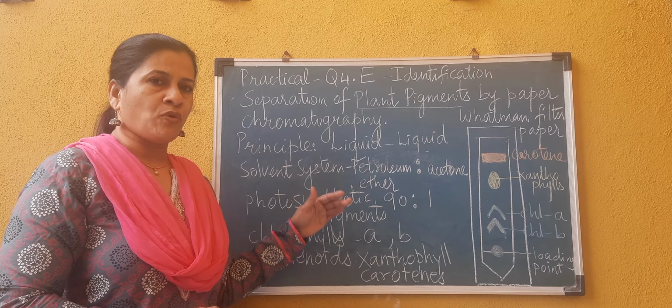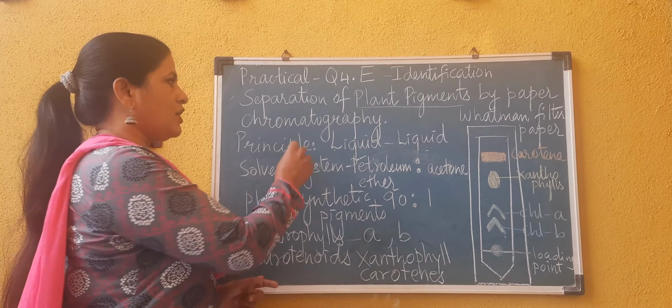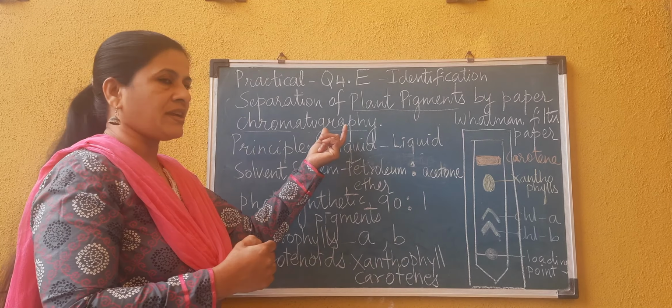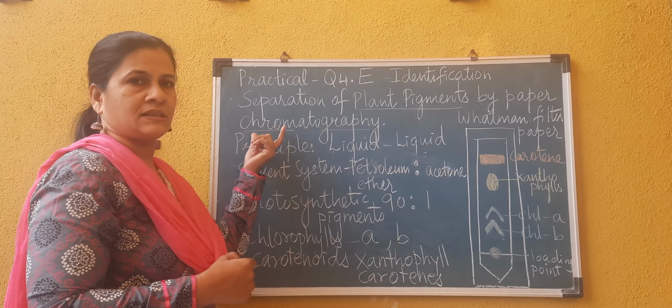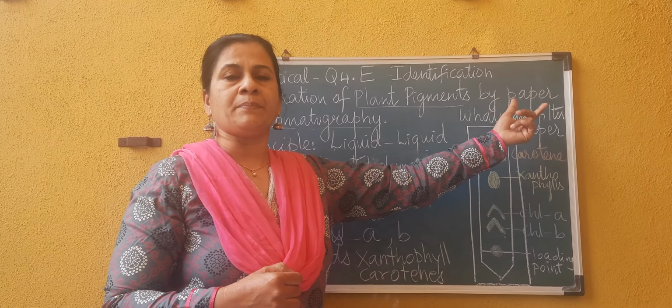So these photosynthetic pigments can be separated by a technique called paper chromatography. Chroma means colors, graphy means technique: a technique to separate colors or to separate pigments by their colors. The paper used here is Whatman filter paper number 1.